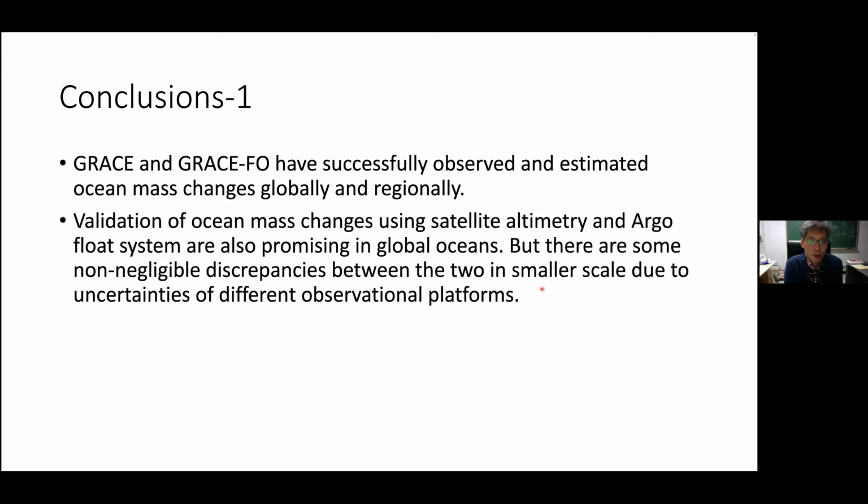Okay, this is conclusion number 1. I showed you that GRACE and GRACE Follow-On have successfully observed and estimated ocean mass change globally and regionally. I tried to validate our estimation using GRACE and GRACE Follow-On data with satellite altimetry and the Argo float system. This shows the validations are quite promising at global ocean and ocean basin scale. But we have some large discrepancies during the GRACE Follow-On period and also in some local regions, due to some unknown uncertainty of different observational platforms.